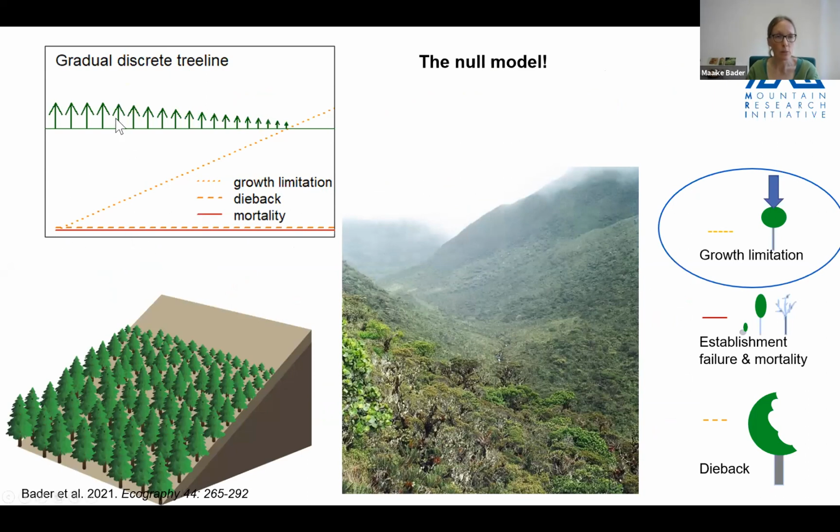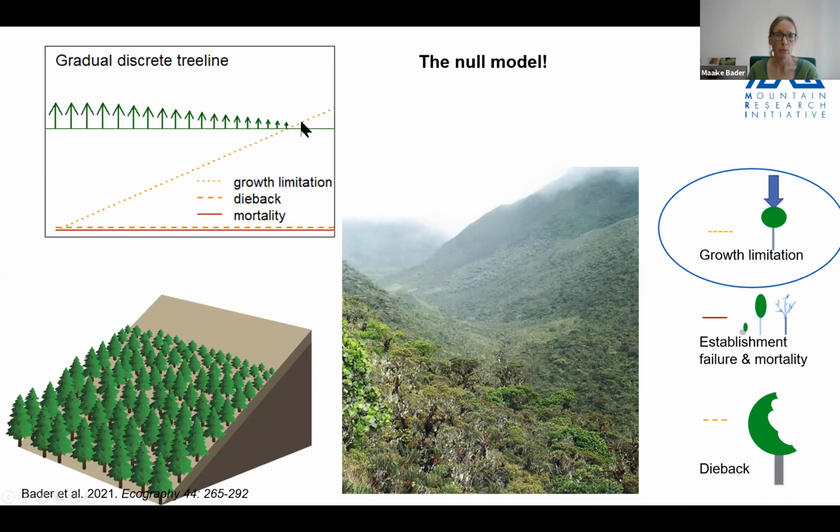So the one in the top left corner was a gradual discrete tree line. Maybe a note on the terminology. Gradual refers to the size of the trees slowly getting smaller. The opposite of gradual would be abrupt. Discrete refers to the end of the forest being a closed front, and the opposite of that is diffuse. Okay, so the gradual discrete tree line is a situation where growth limitation is actually the only thing happening.